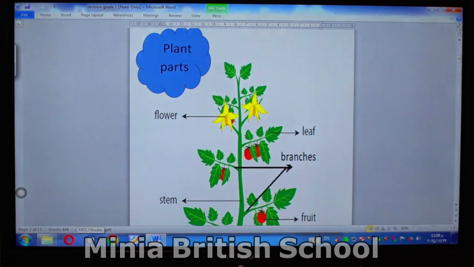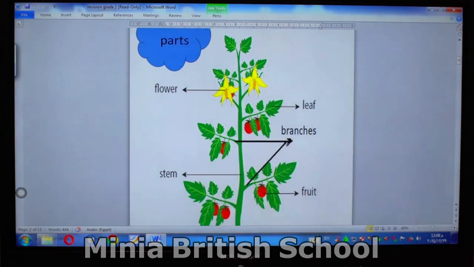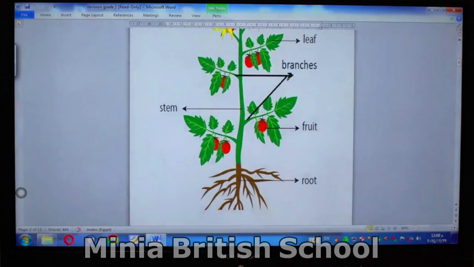Our first topic is about plant parts. Do you remember when we said the plant parts are roots, stem, branches, leaves, flowers, and fruits? Excellent, grade 2.